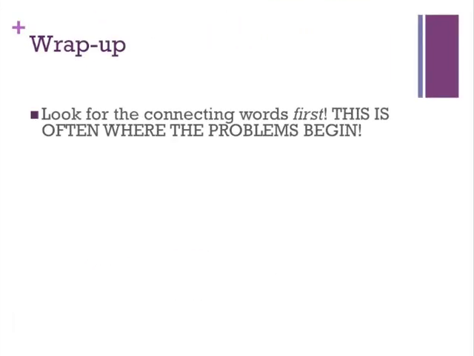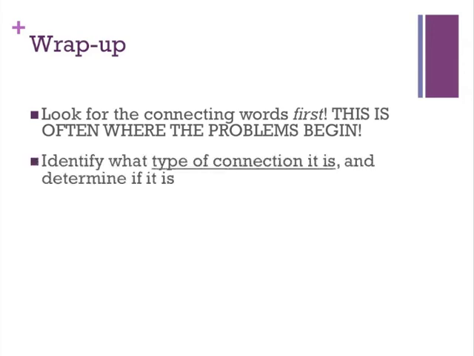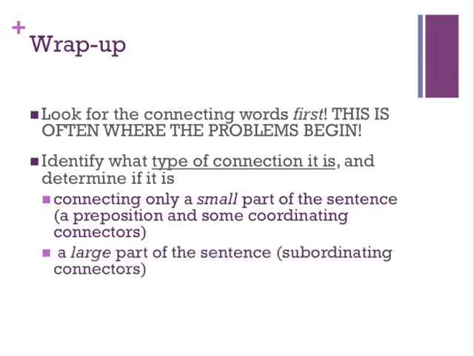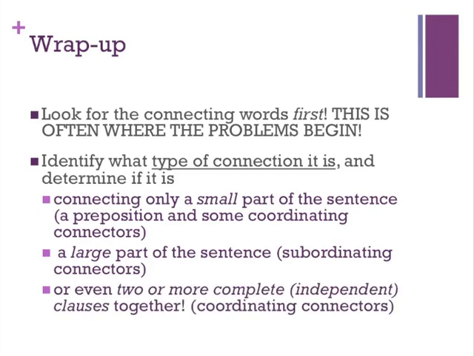So to wrap up, look for the connecting words first. Oftentimes students forget about that, but this is often where the problems begin. It's important to identify what type of connection it is, and determine if it's connecting only a small part of the sentence, which is what prepositions and some coordinating connectors do. Is it connecting a larger part of the sentence, which is mostly what subordinating connectors do? Or, as we noticed, are they coordinating ideas that connect two or more complete clauses together? That's where oftentimes students have trouble. By ignoring the connecting words, they oftentimes can't seem to understand the particular structure of the sentence they're looking at. So again, look for the connecting words first.